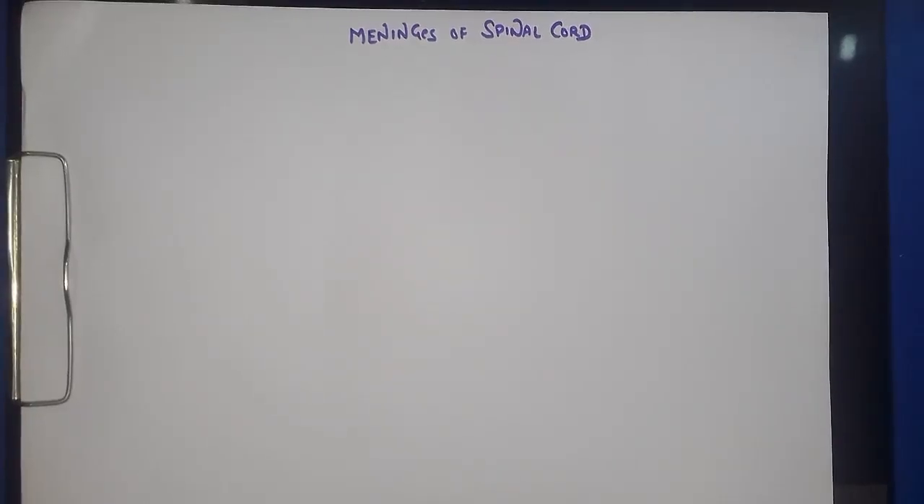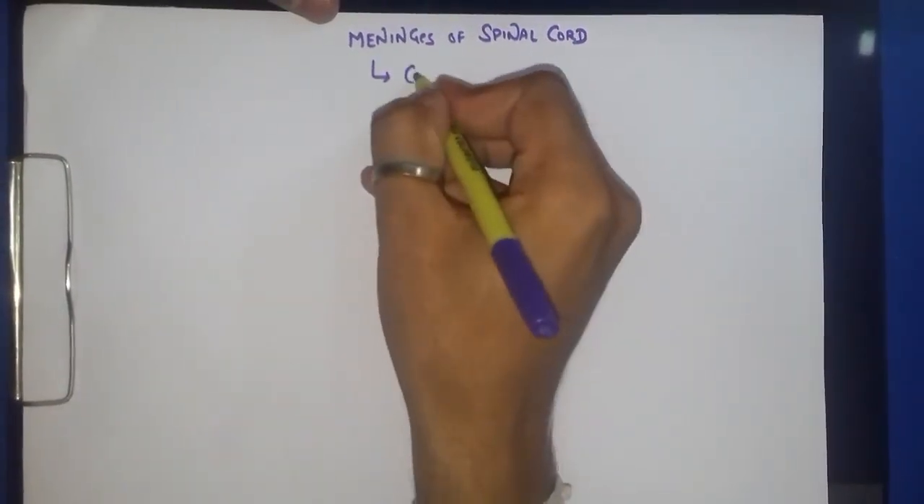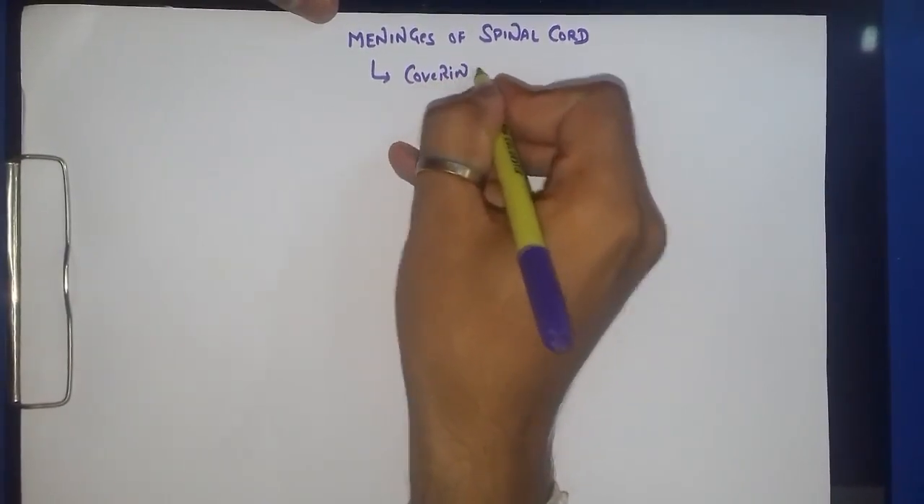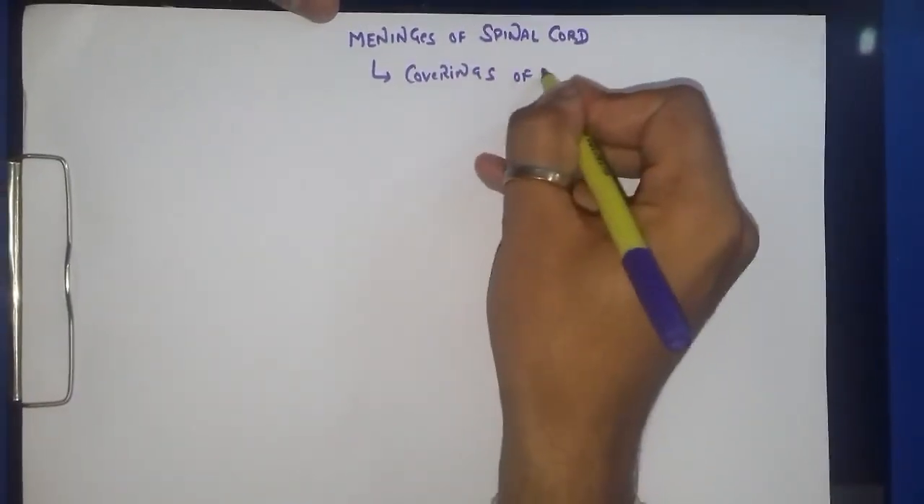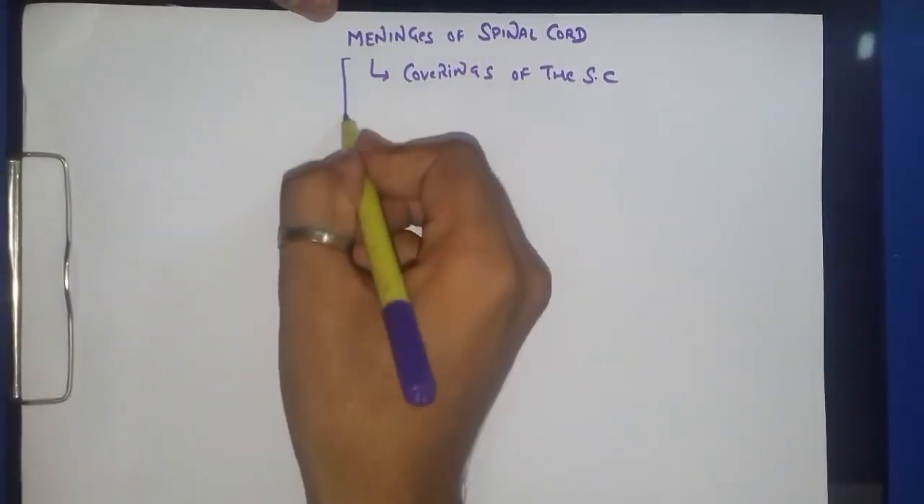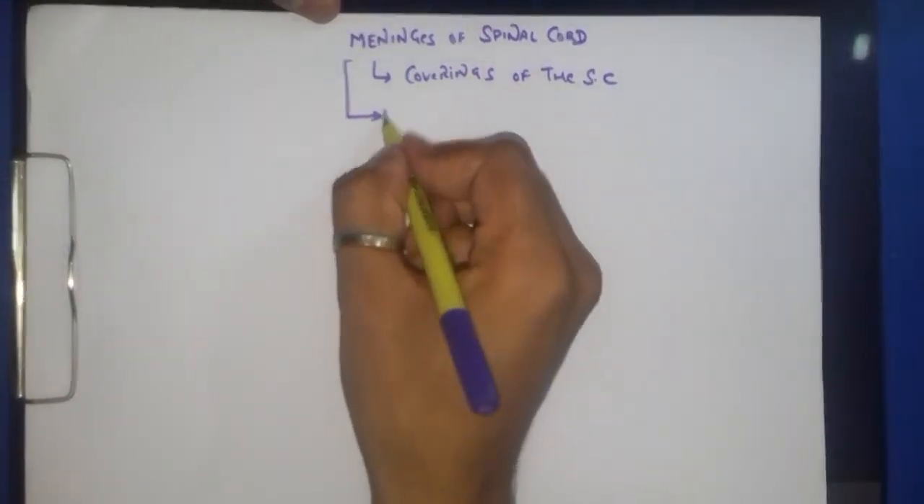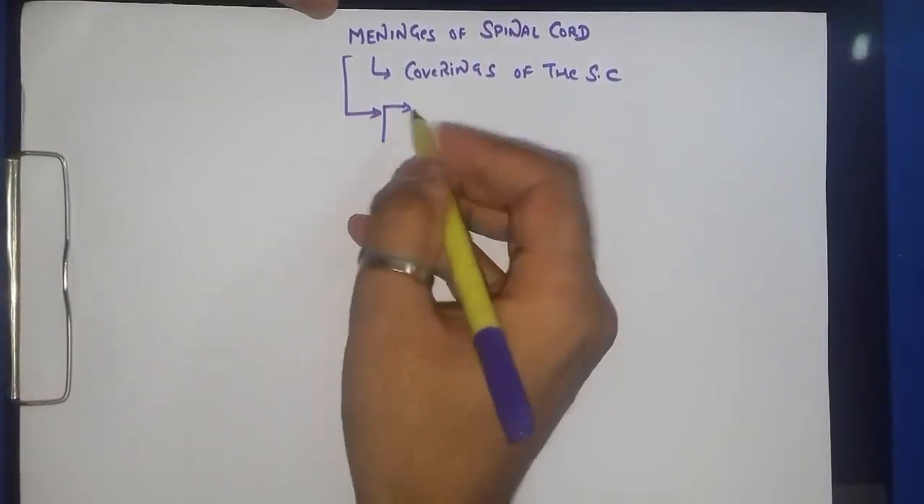Hello guys, so today in this video we will be studying about the meninges of the spinal cord. Meninges are also called the coverings of the spinal cord. The spinal meninges are similar to that of the cranial meninges. These are three in number.